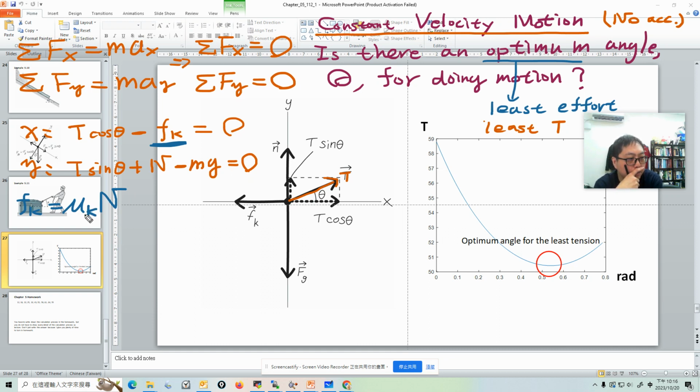And what's the normal force? Where can we get the information about the normal force? Yeah, in this equation, we can get the normal force information from this equation.